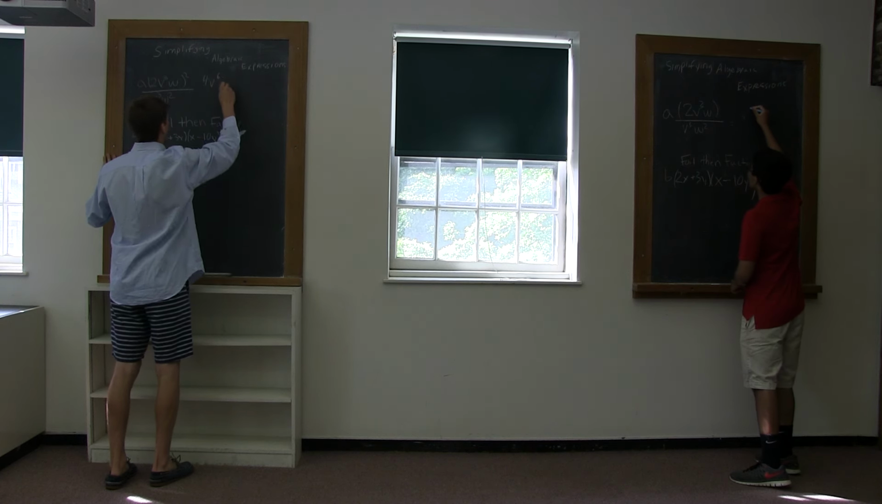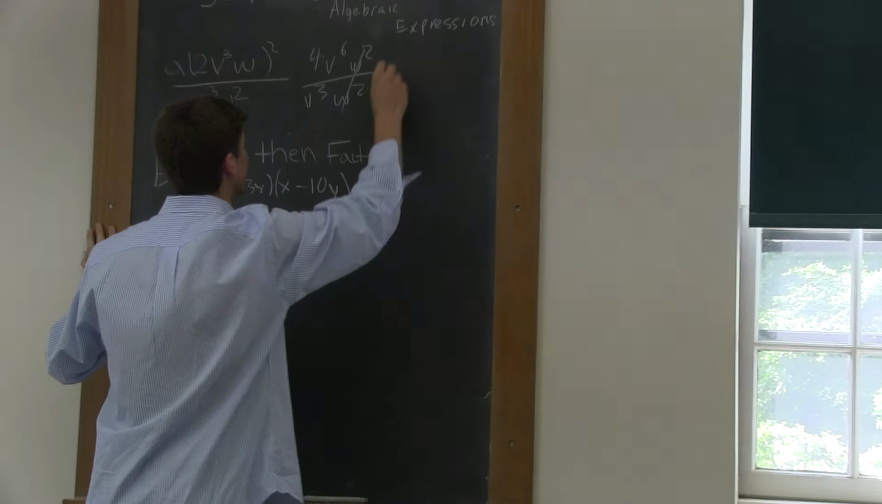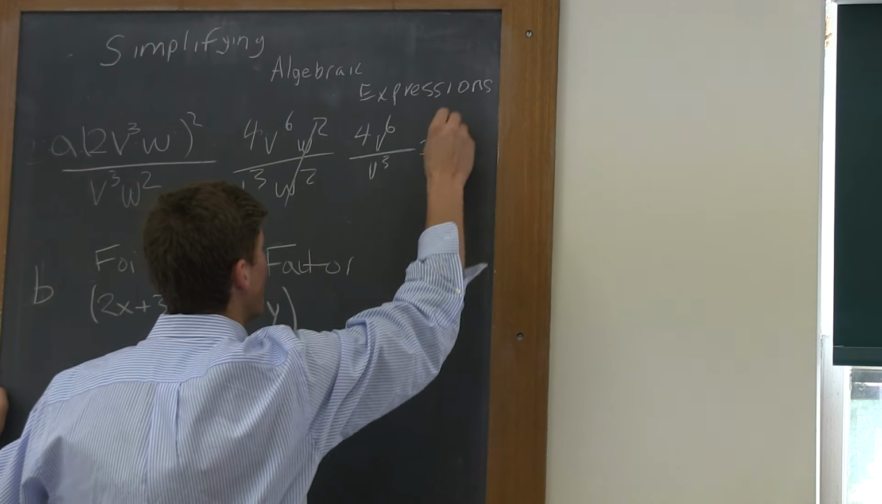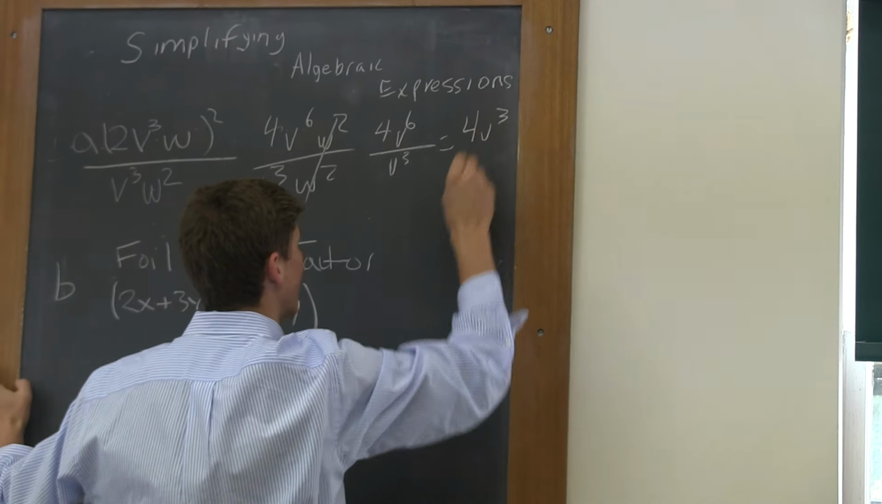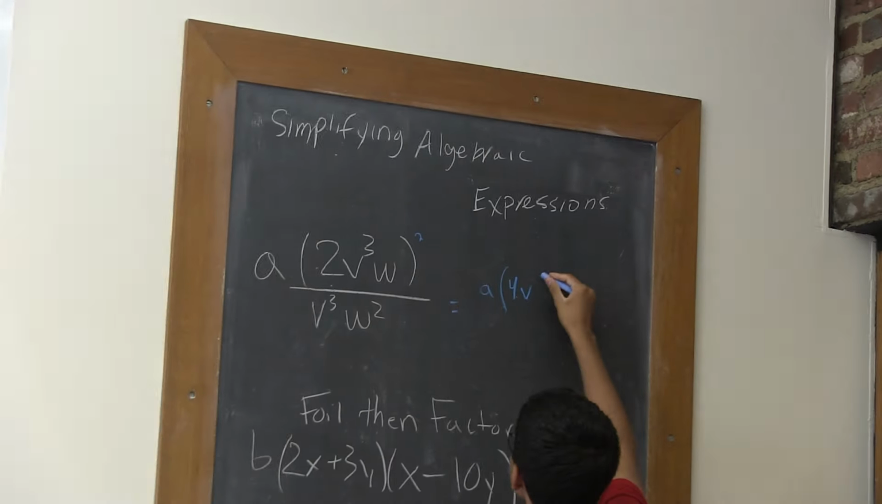Their first problem of the night, and it's a little fractional expression. And see John Witt there, he canceled out those W's, because you can do that, okay? And now he has 4 V's to the 6th over V to the 3rd. Now he has 4 V to the 3rd because you can cancel out those V's.